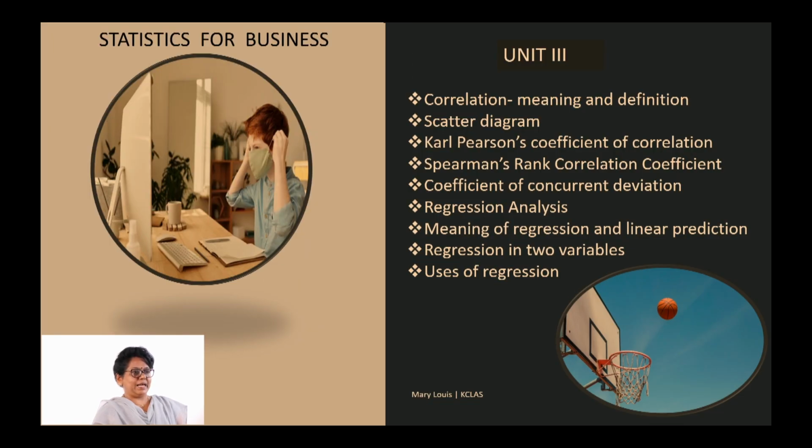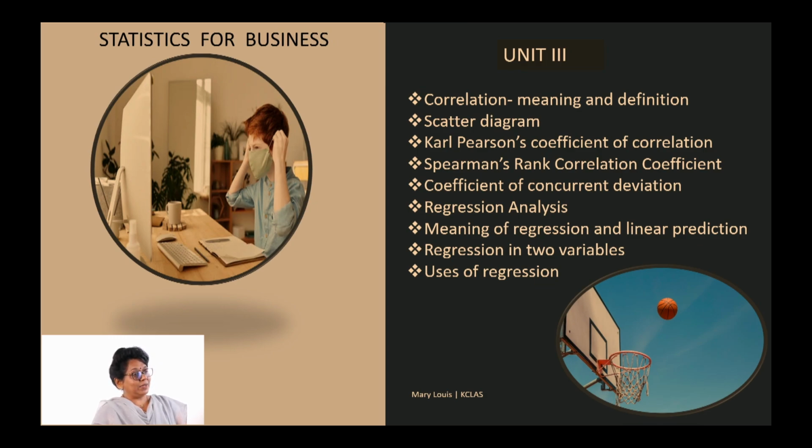Correlation and regression analysis are statistical tools used to examine relationships between variables. Correlation measures the degree of association between two variables, indicating if they move in the same or opposite directions. It is represented visually with a scatter diagram and calculated with methods like Karl Pearson's coefficient for linear relationships and Spearman's rank correlation for ordinal data. Coefficient of concurrent deviation provides a simpler, less precise measure of correlation.